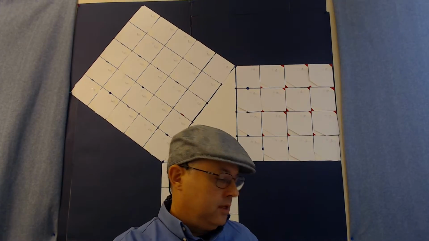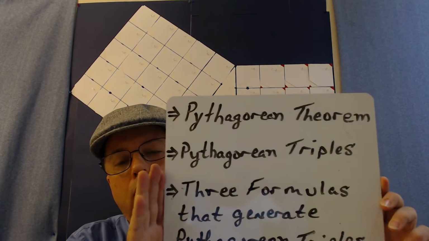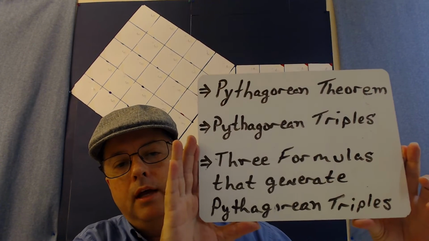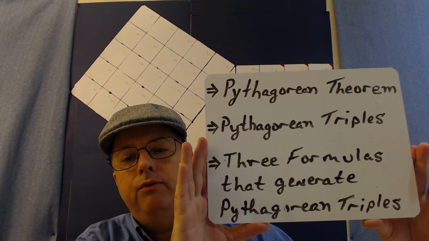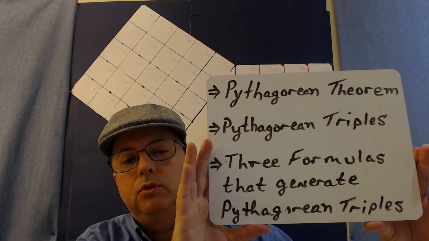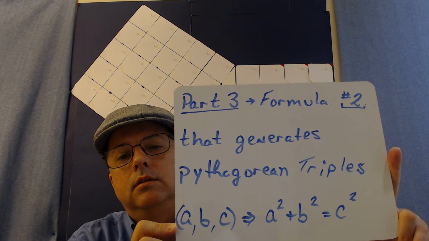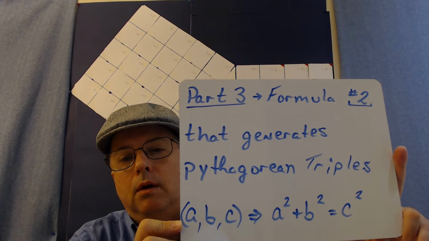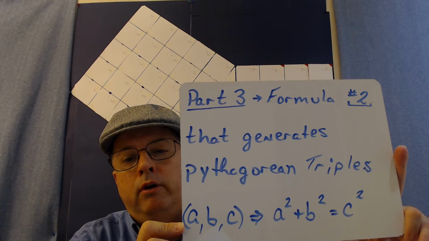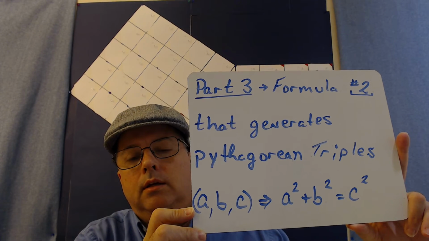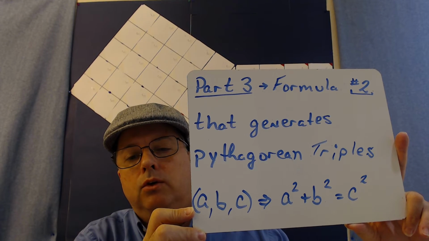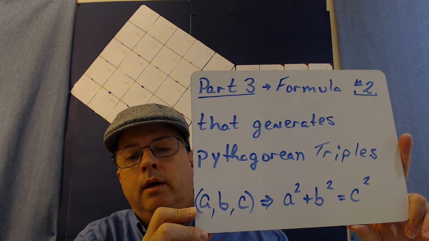In this series of videos we have been talking about the Pythagorean theorem, Pythagorean triples, and 3 formulas that generate Pythagorean triples. And so this is part 3 of that series. In this part 3, we're going to talk about the second formula that generates Pythagorean triples. That is a, b, and c values, where a squared plus b squared equals c squared.